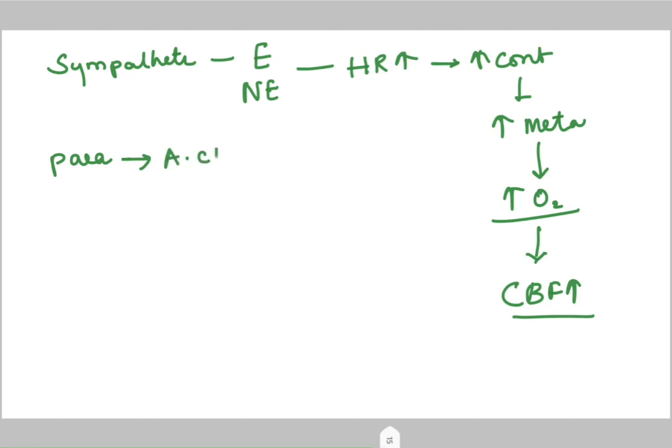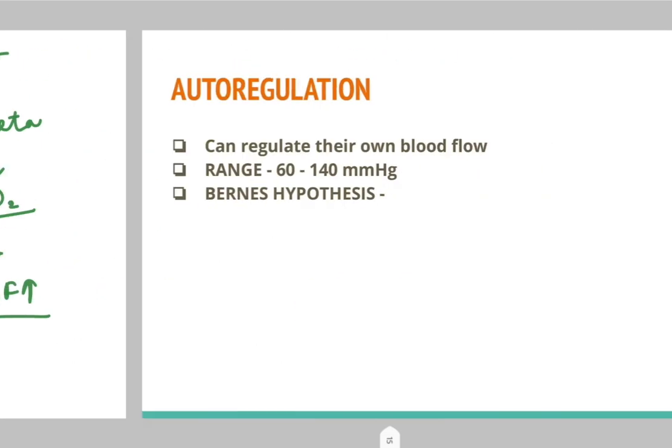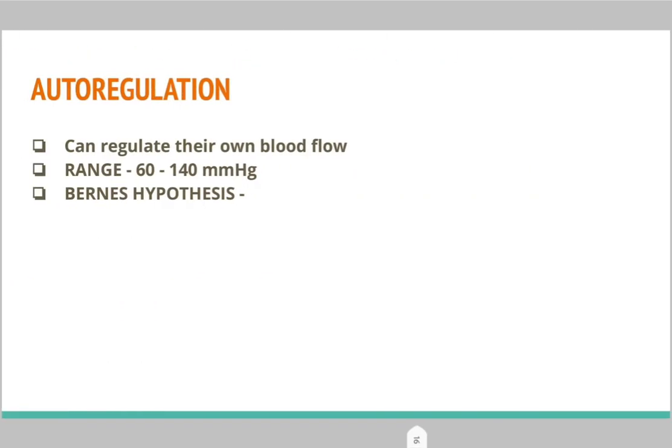The opposite happens in the parasympathetic nervous system. It will lead to the release of acetylcholine. This will decrease the heart rate, and this will lead to the constriction of the vessels. So this is the indirect effect of the nervous system on the coronary blood flow.